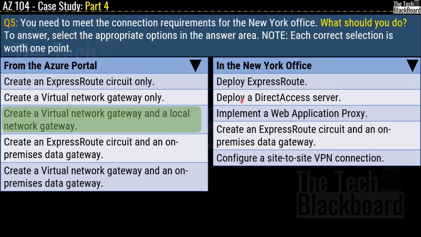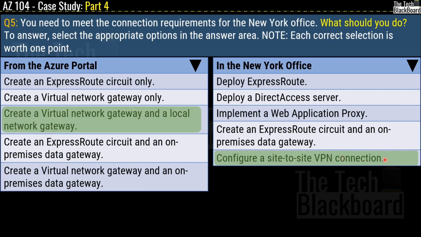Moving on with the New York office, we have deploy express route. Then the second option is deploy a direct access server. The third option is implement a web application proxy. The fourth option is create an express route circuit and on-premises data gateway. The fifth option is configure a site-to-site VPN connection. And the correct answer for this part of the question is configure a site-to-site VPN connection.